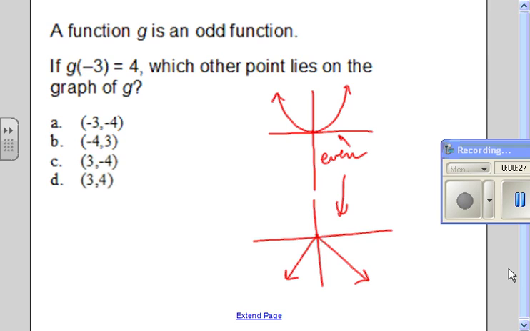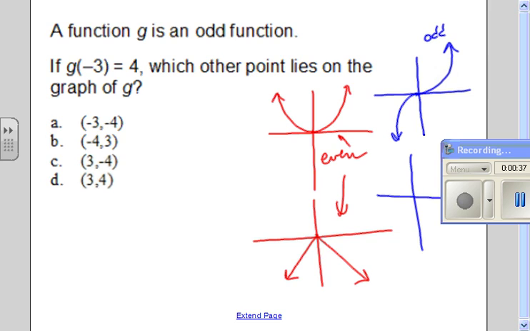An odd function does exactly the opposite on both sides. So this is an odd function. And let's see, let me see if I can make this odd. I believe I did it right. Did I do that right? Anyway, you should be able to rotate an odd 180 degrees and it fits back into its own imprint.